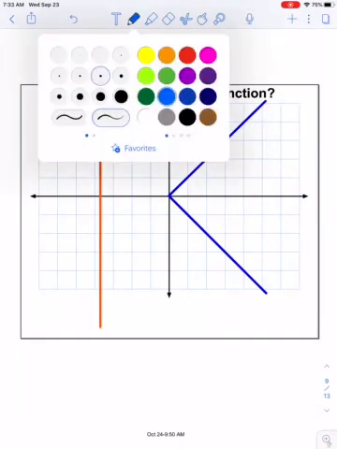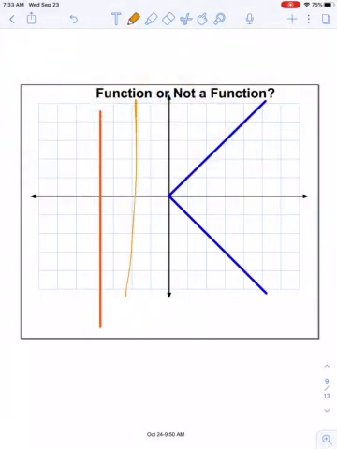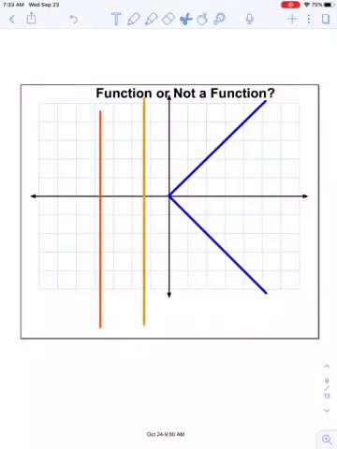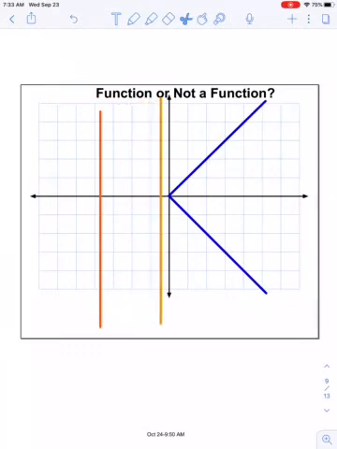This orange line, it was just supposed to be my vertical line, but it doesn't work on this. So I'm going to just make myself a new one. Okay? So there's my vertical line. I'm going to drag it across this graph. Okay? As I'm going, I'm looking to see if it ever touches in more than one spot.